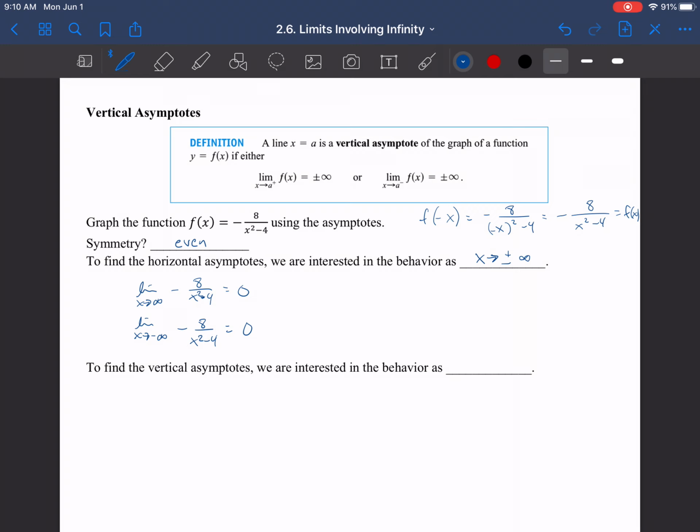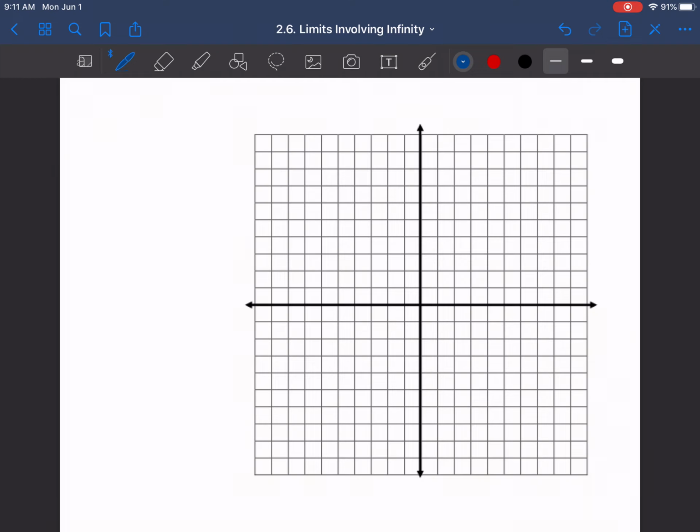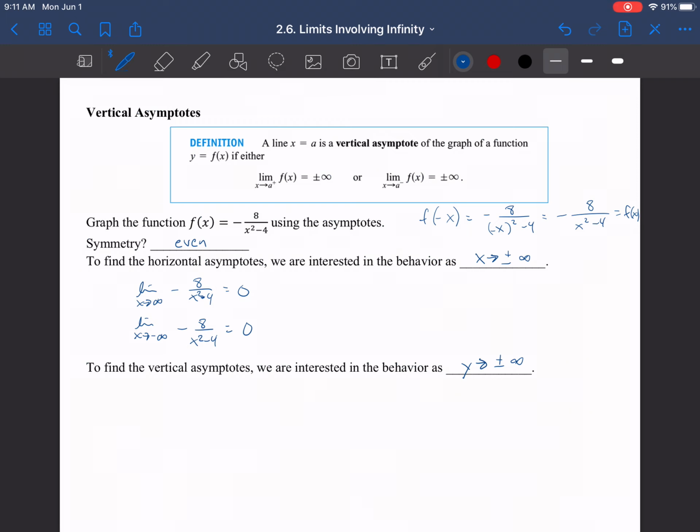And then last here, to find the vertical asymptotes, we are interested in the behavior as y goes to plus or minus infinity. And so you go through to do that, and then you can actually graph it. What I'm going to do is let you have a look at this last little part here, what the vertical asymptotes are, and then on the next page you can go through and draw it out and see what you think it's going to look like for that graph.